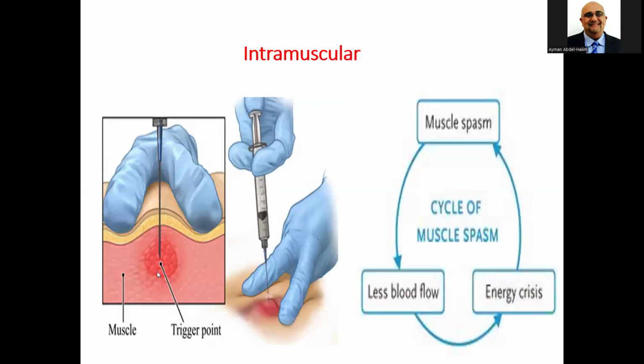When you do this trigger point and you release it, you actually release the cycle of the muscle spasm, which reduces the blood flow and causes energy crisis. So you break the cycle, and the blood flow goes back to its normal, and thus you flush all the toxic metabolites, and the pain goes away.